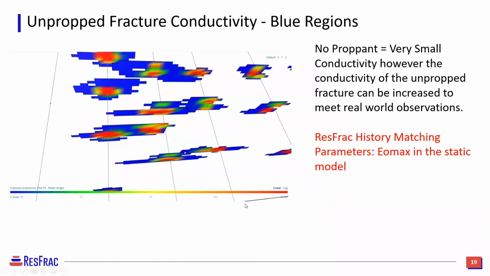And then finally, the easiest thing to do is just raise your unpropped fracture conductivity. So anywhere where you see this blue is very small conductivity. But we could actually, if we need to, raise that unpropped conductivity to match real world observations. And you would do that by changing a parameter called E naught max, and that's located in the static model for every single layer you specify.